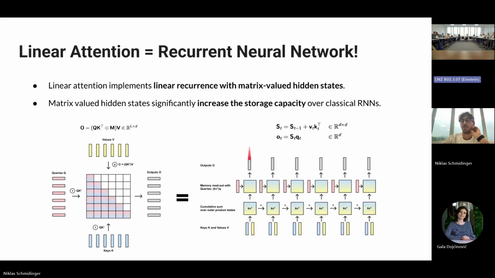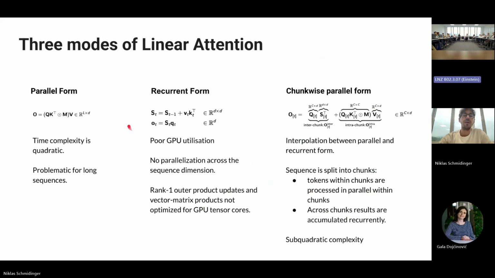So you also map a sequence to a sequence. And here you have really an RNN, but basically you construct the memory cells with these outer products. And then it's exactly the same as doing attention without softmax. So the cool thing is you now can formulate the linear attention in three forms: the parallel form.